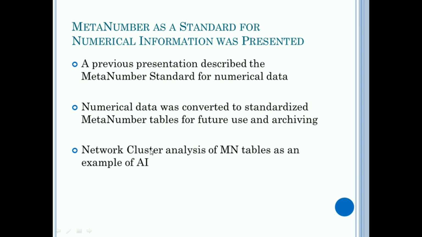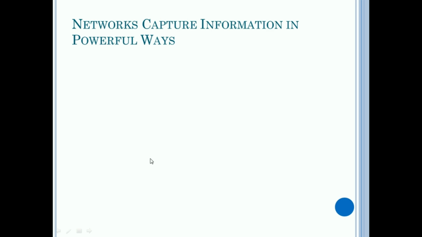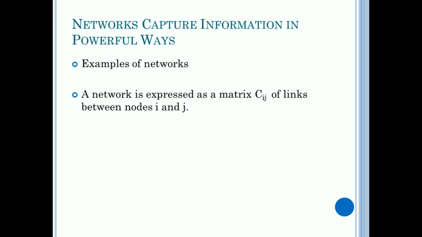We're going to perform a network cluster analysis of MetaNumber tables as an example of how artificial intelligence can be used with MetaNumber information when it's been standardized. Networks capture information in really powerful ways. Let me give you some examples. There's the internet, that's a type of network. Electrical networks, utility networks, social, neural, transportation, and financial networks.